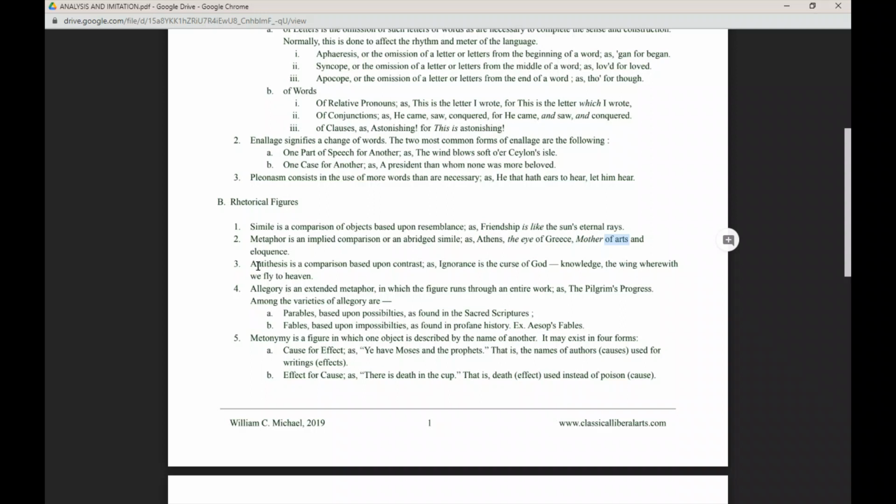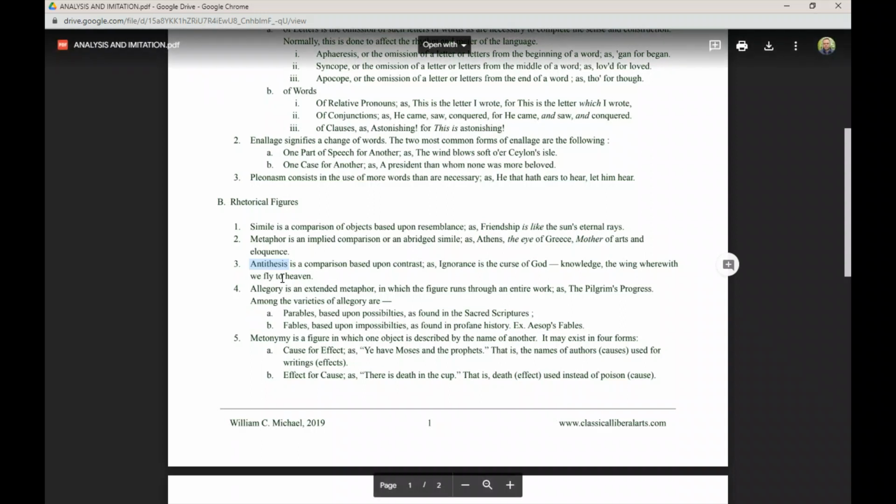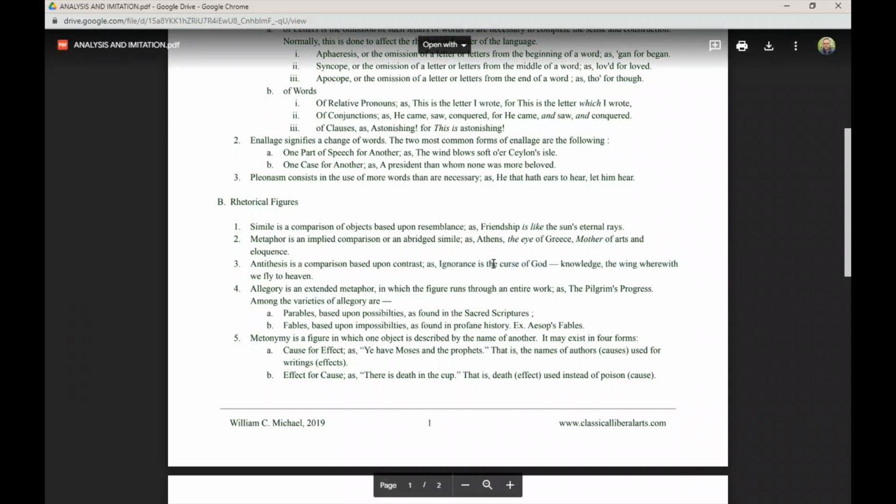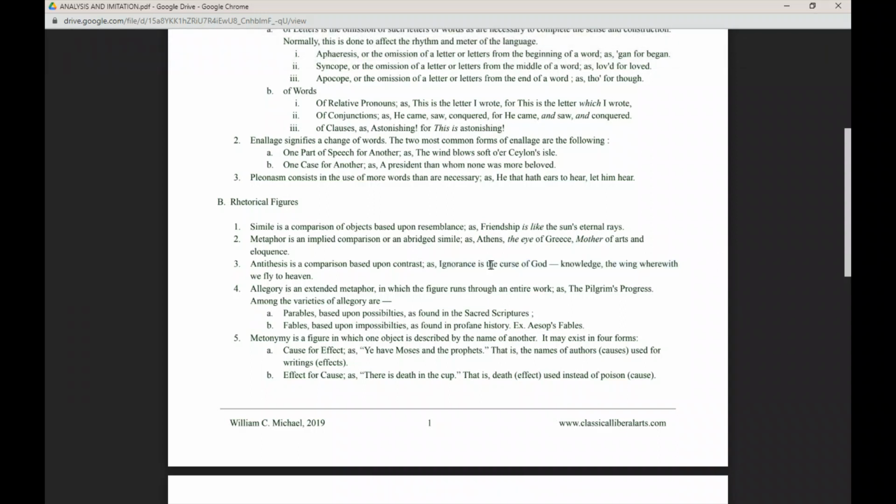All right? Then we have antithesis. Antithesis is a comparison based upon contrast. Ignorance is the curse of God. Knowledge, the wing wherewith we fly to heaven. The use of this comparison by setting up a contrast. Ignorance is this, whereas knowledge, the opposite, is this. That's antithesis. Comparing by setting up a contrast.